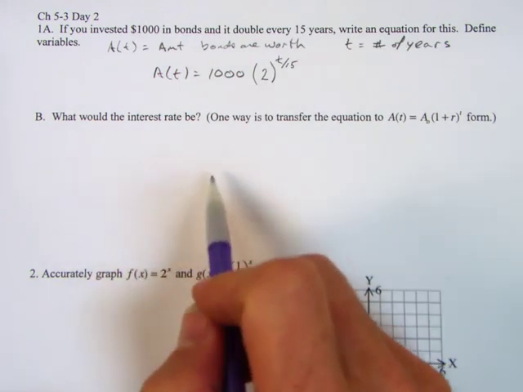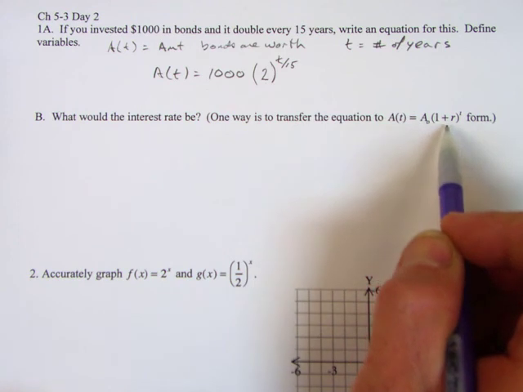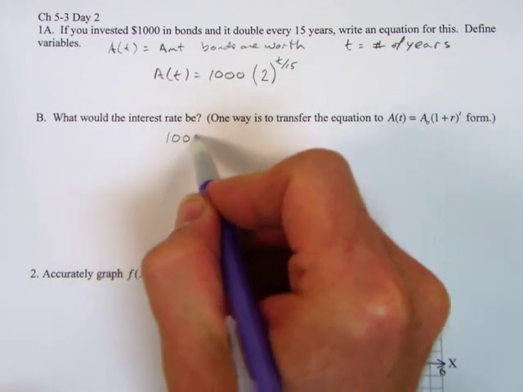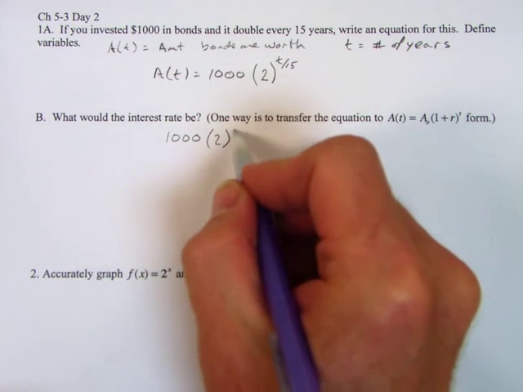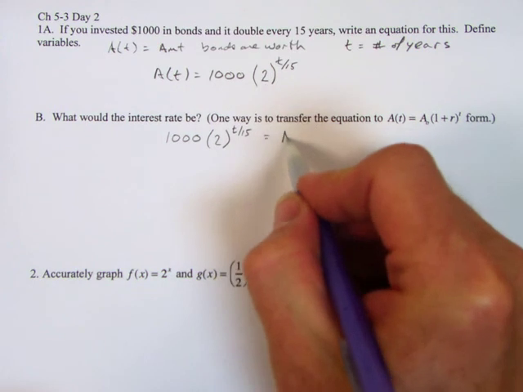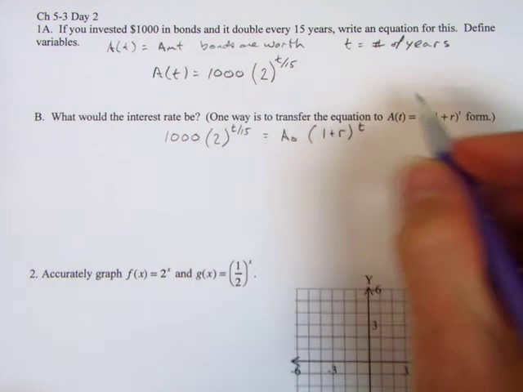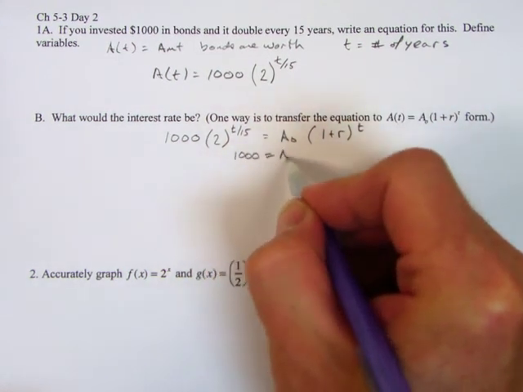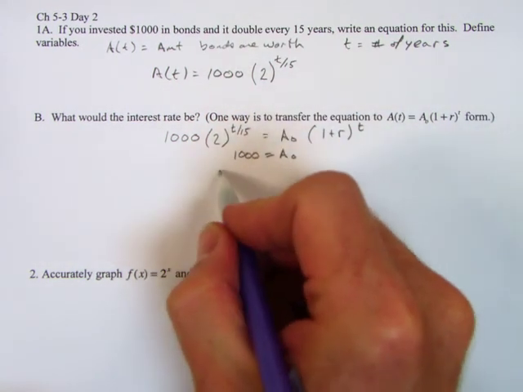What would the interest rate be for this? What we need to do basically is transfer it to this form, and there are multiple ways you can go about doing this. One of them is just to look at it. 1,000 times 2 to the t over 15 is going to equal a sub 0 times (1 plus r) to the t. Well, this is telling us that 1,000 equals a sub 0, and you already know that.